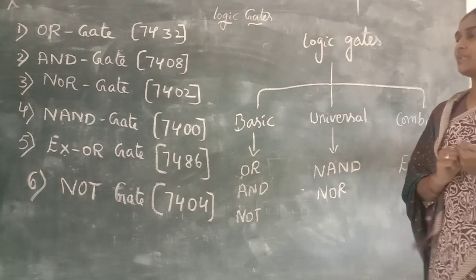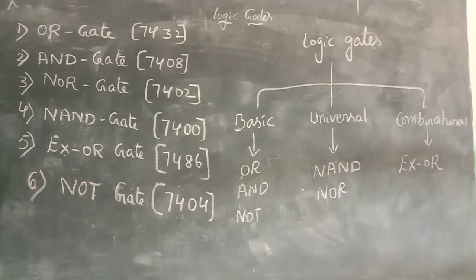Basic logic gates means their logic, their decision, is defined independently. They don't depend on any other logic. It defines its own logic. So that's why these electronic circuits are known as the basic logic gates.